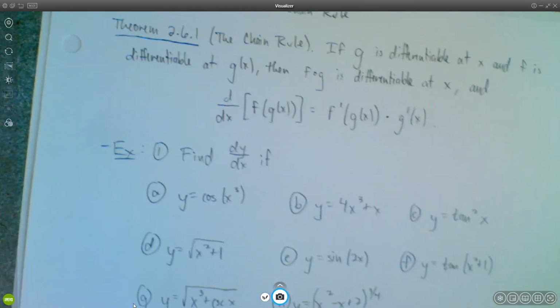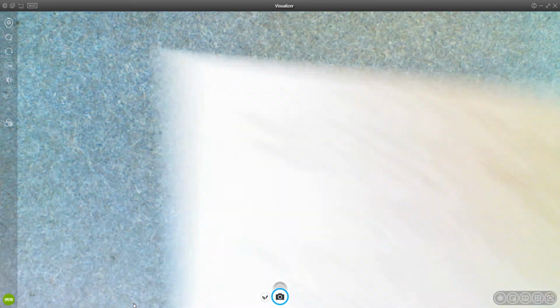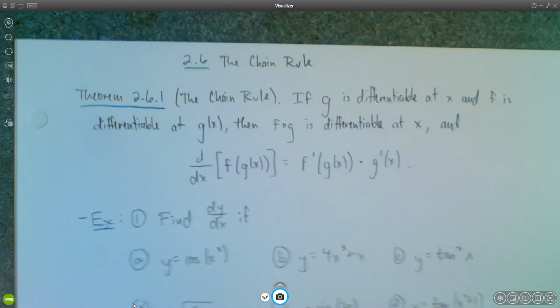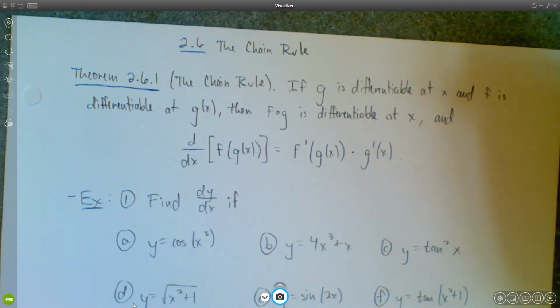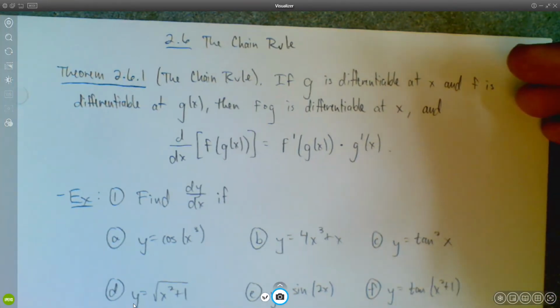Alright, we're going to finish up chapter 2 by looking at section 2.6. 2.6 is about the chain rule, and there's really not a lot of material here other than just to work out a bunch of examples, okay?